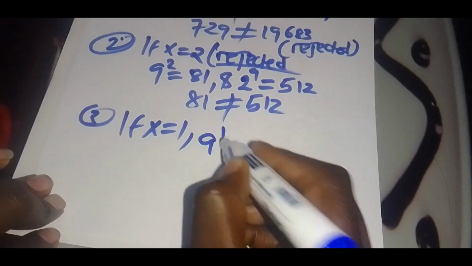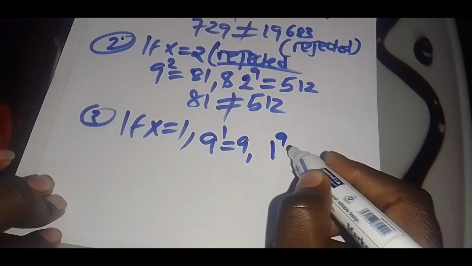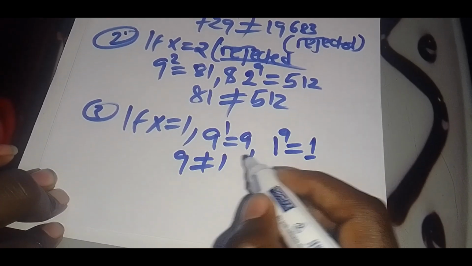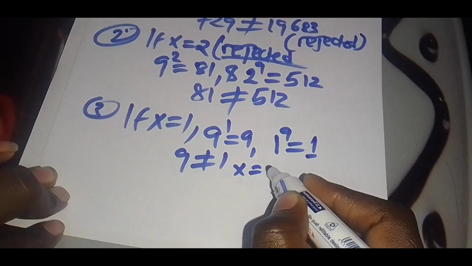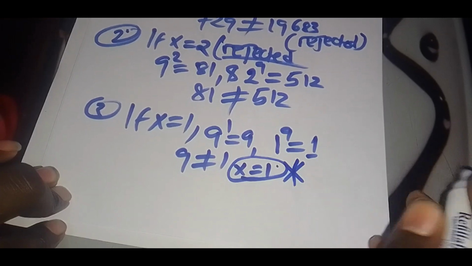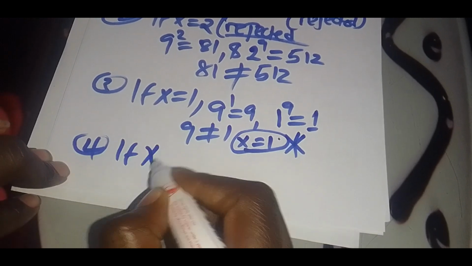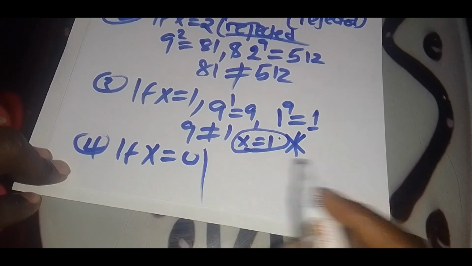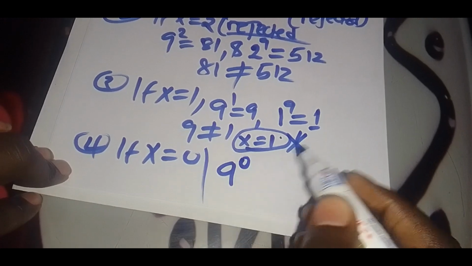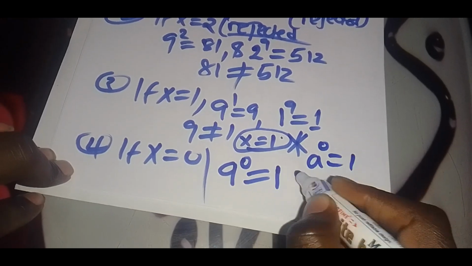So we're going to have 9 raised to power 1, which is of course equal to 9, and 1 raised to power 9 is equal to 1. So 9 is not equal to 1, which means that if x is equal to 1, this does not satisfy the equation. So now we test again. If x is equal to 0, will x satisfy the equation? Because 9 raised to power 0 is supposed to give us 1. Remember, a raised to power 0 is equal to 1 according to the laws of indices.